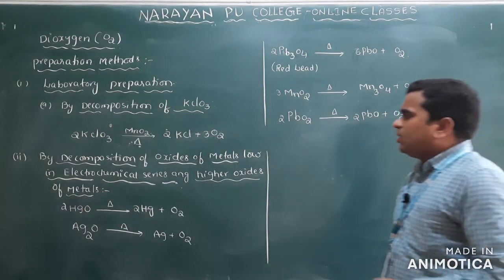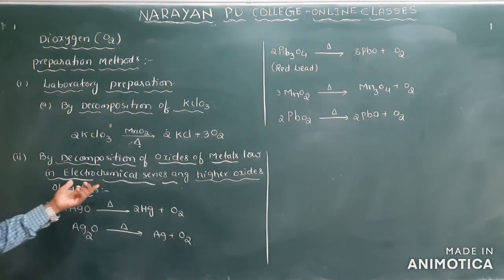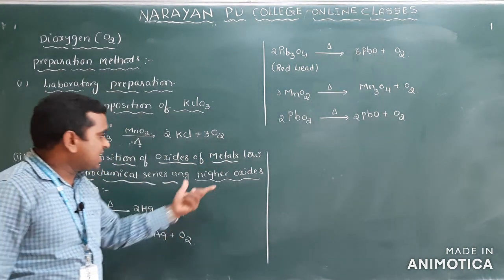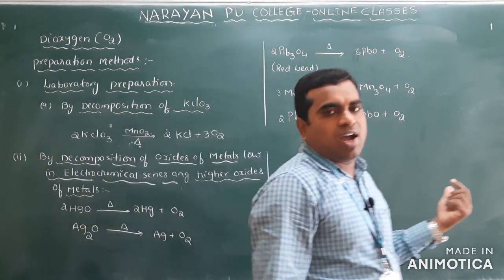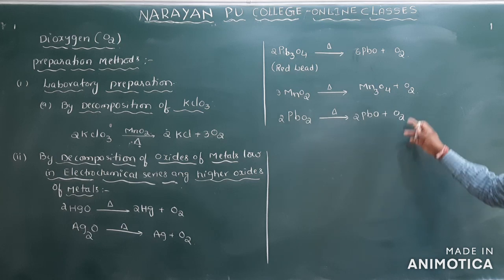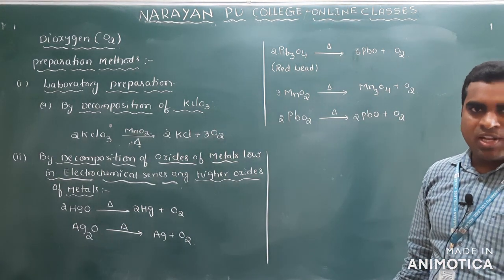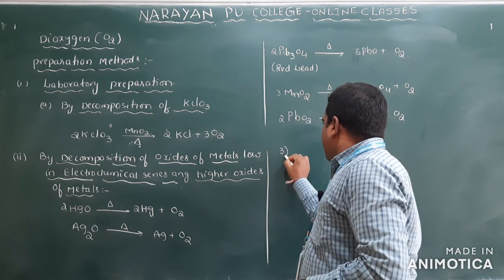So these are the decomposition of metal oxides, which are present lower in the electrochemical series, and also higher oxides of the metals can decompose and give oxygen. This is the second preparation method. Clear? And the next one, what is the third one?